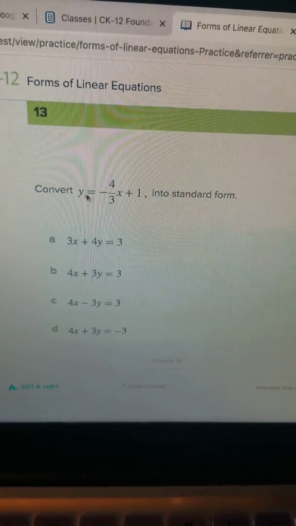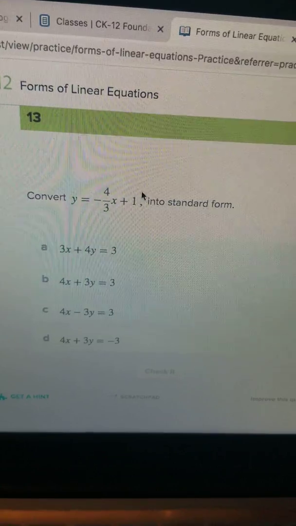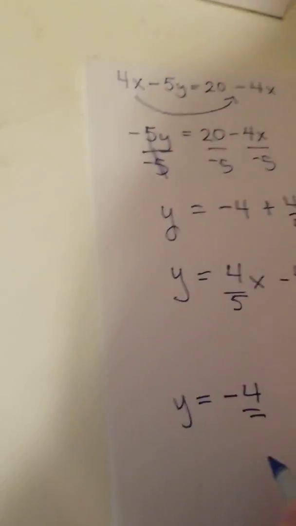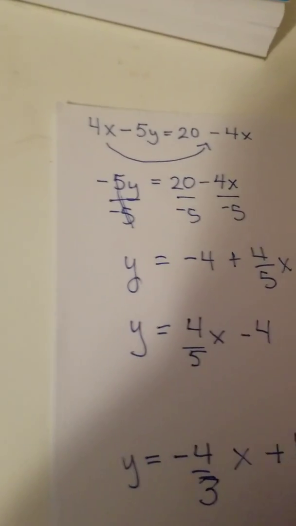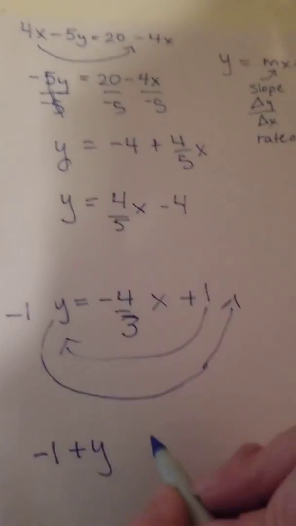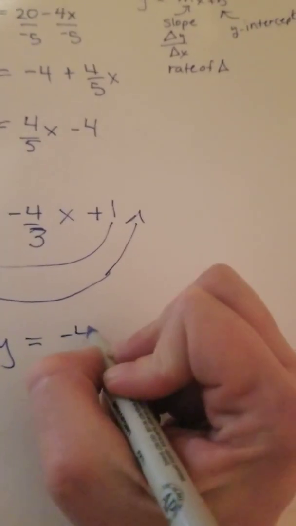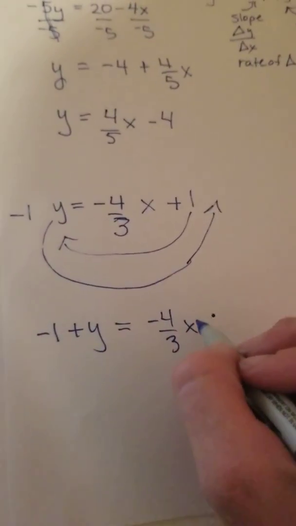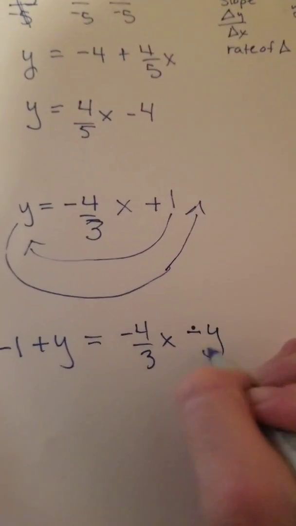All right, to change this into standard form, I would have to bring the y over here and the 1 over there. So let's see. Y equals negative 4/3. Oh my gosh, this is difficult. 4/3 x plus 1. Need to bring the 1 over here. So I'm going to make it a minus 1. And the y over here. So let's see. Negative 1 plus y equals negative 4/3 x, not plus 1 anymore because we got rid of it. But I need that y to go over there. So instead of adding y, I'm going to subtract y.